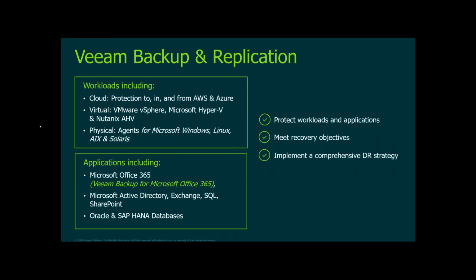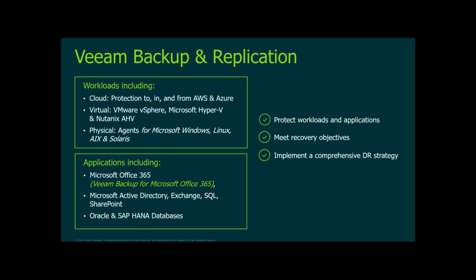So let's talk about Veeam Backup and Replication, the box I had highlighted. Veeam Backup and Replication, or VBR, supports workloads including cloud workloads, where we can protect to the cloud, in the cloud, and from the cloud. Virtual workloads across the board: vSphere, Hyper-V, Nutanix Acropolis, so you've got AHV there. Physical: Microsoft Windows, Linux, just what you expect. And when it comes to applications, it really runs the gamut of the most popular applications that we're seeing used in the market, from Office 365, again supported through Veeam Backup for Office 365, Active Directory, SharePoint, SQL, Exchange, and even Oracle and SAP HANA databases.